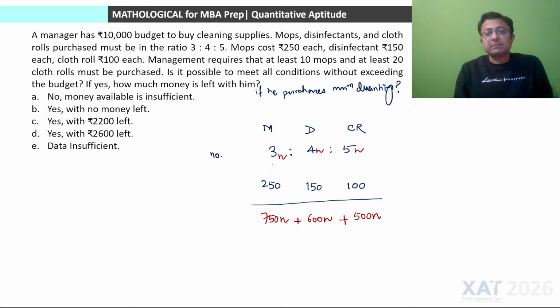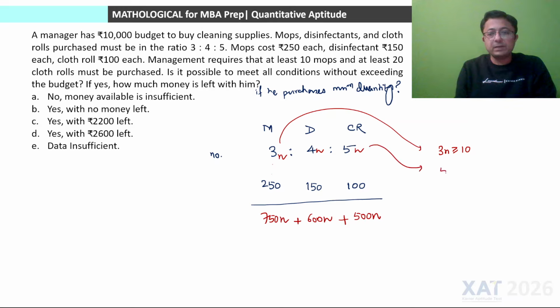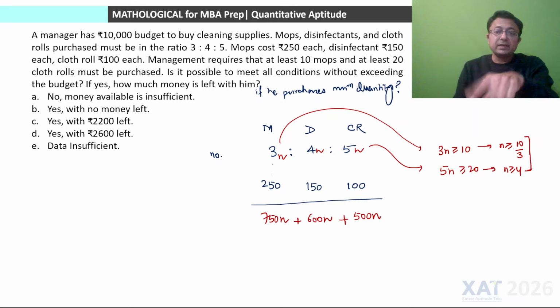Conditions क्या given है? That management requires at least 10 mops. यानी कि 3n should be greater than equal to 10. Similarly, at least 20 cloth rolls. यानी कि 5n should be greater than equal to 20. अब 3n should be greater than equal to 10. यानी कि n should be greater than equal to 10 by 3. तो minimum value of n will be clearly 4. Greater than equal to 4. और 5n greater than equal to 20 यानी कि n is greater than equal to 4. Both conditions should be satisfied, यानी कि n should be greater than equal to 10 by 3, as well as greater than equal to 4, यानी कि minimum value of n in this case will be equal to 4.